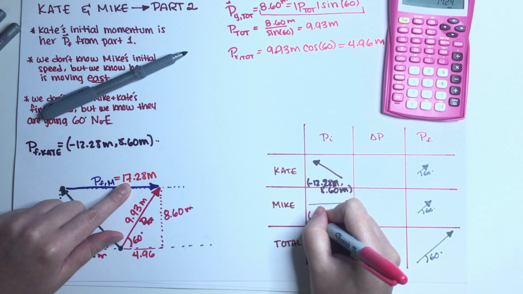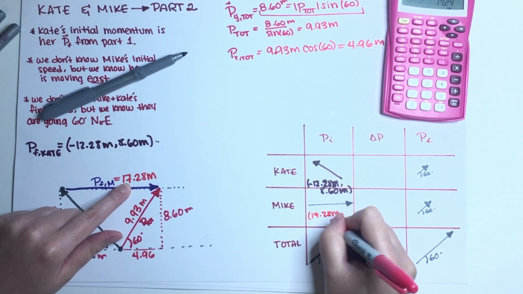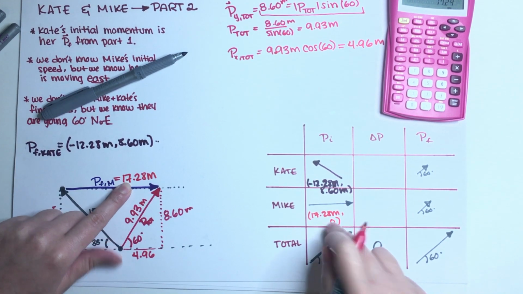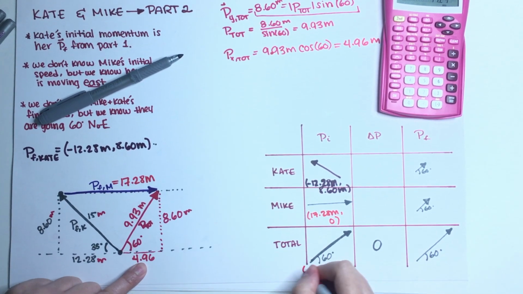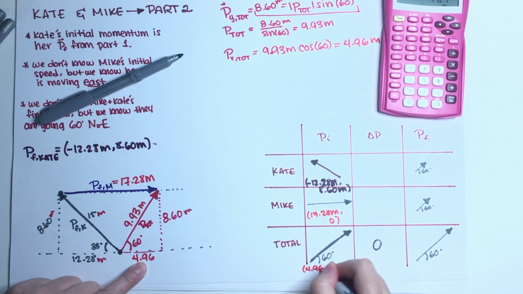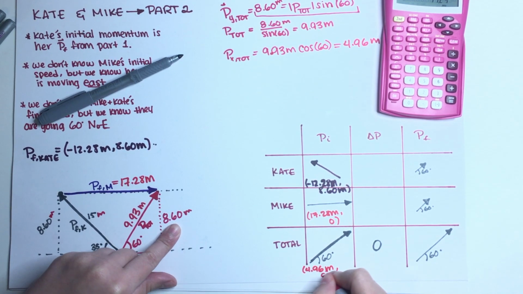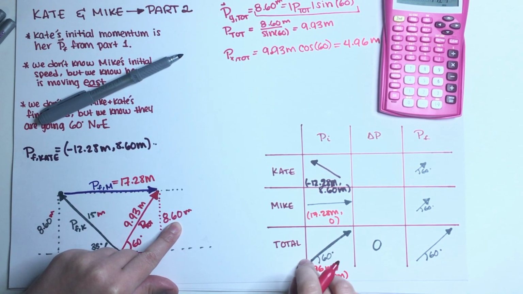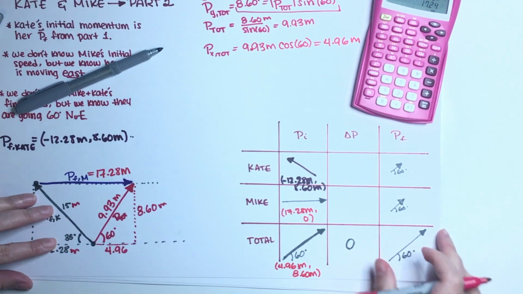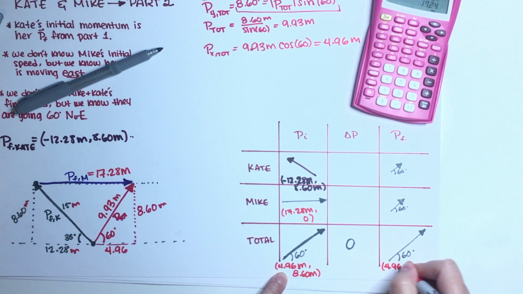All right, so let's just go ahead and write all of this very useful information. So this is 17.28 and then nothing on the y-axis, so that would be a 0 over here. And then this vector has an x component of 4.96 m and a y component of 8.60 m, both positive because we're going east and north. This vector has the exact same components because I just copied that.